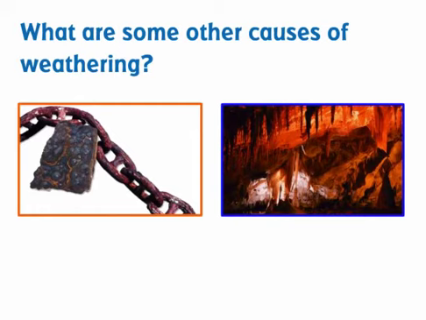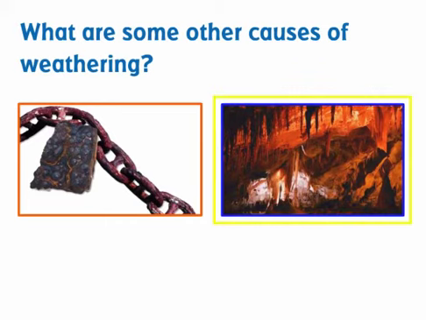Carbon dioxide, a gas in air, combines with rainwater. When this happens, carbonic acid forms. This weak acid can react with minerals in some rocks. Carbonic acid caused this limestone cave to form.